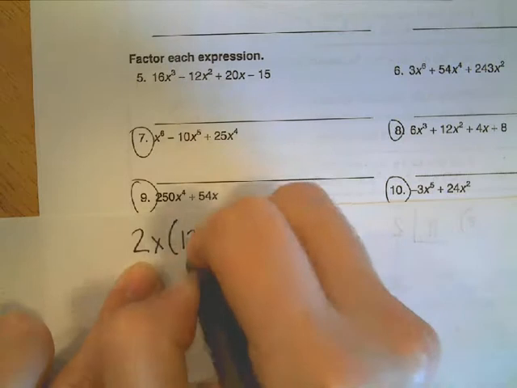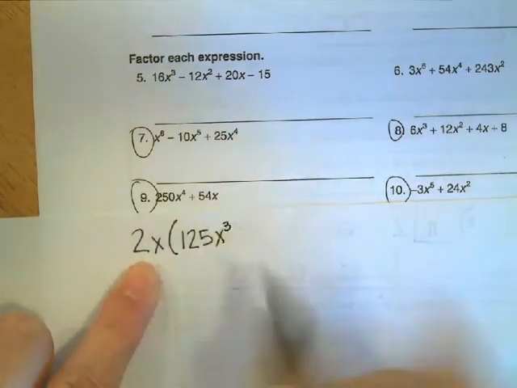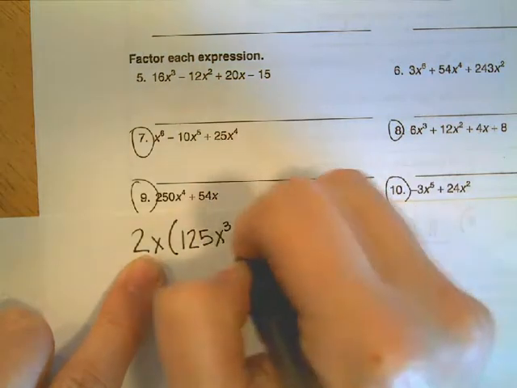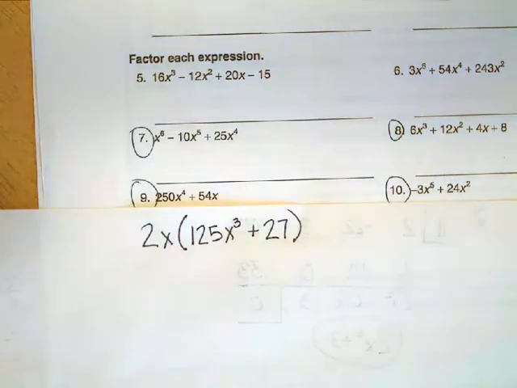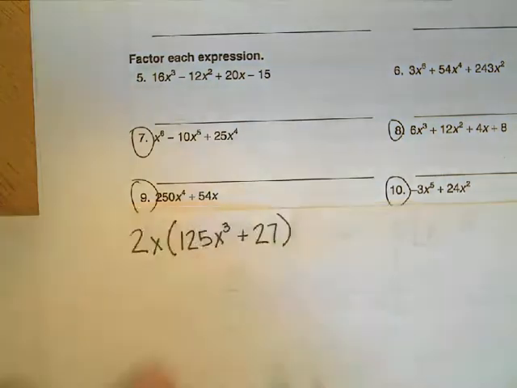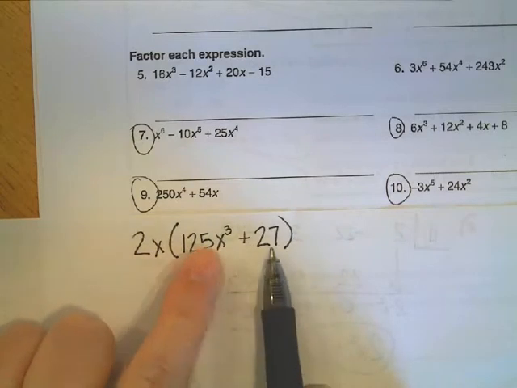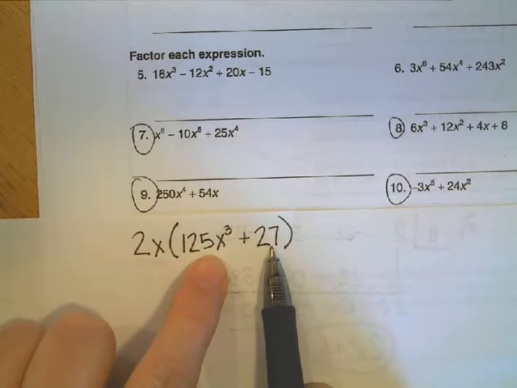Number 9, here I'm working with just a binomial. So here I'm looking at my terms and seeing what I can factor out of 250x to the 4th and 54x. Well, hopefully you recognize that these are both even numbers, so we know that 2 goes into both of them. So I'm going to factor a 2 out. And I have 4 x's here and 1 here, so I can definitely pull 1x out of both of them. So I'm going to factor out a 2x.